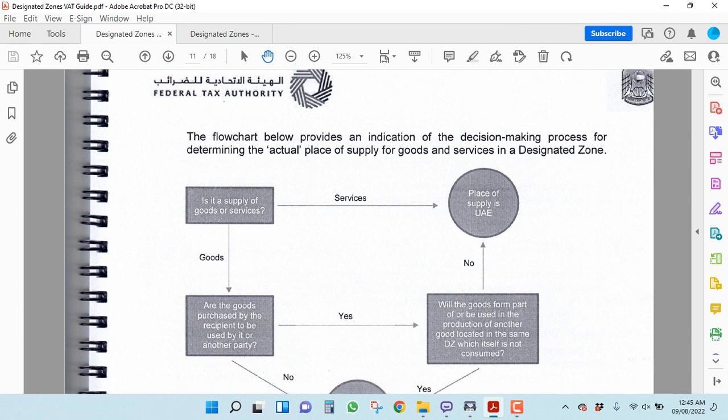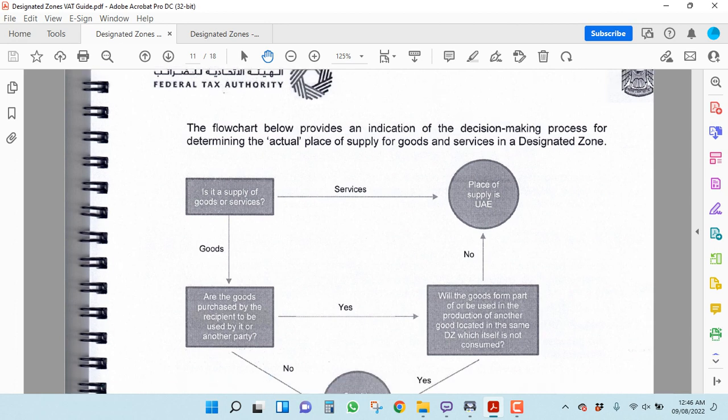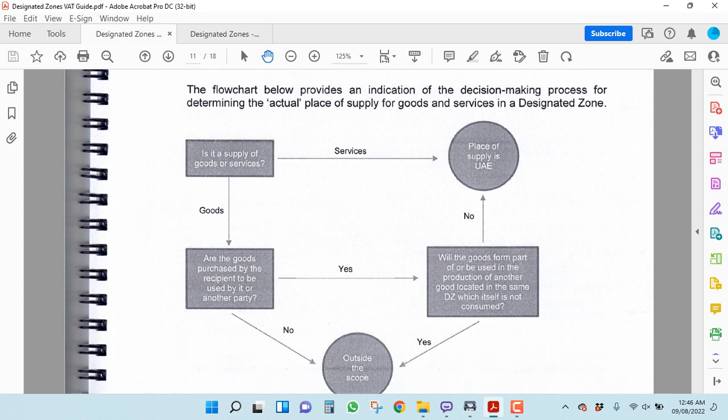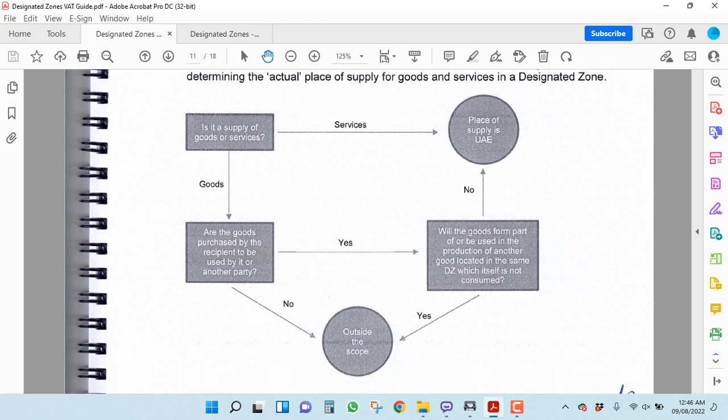The flowchart below provides an indication of the decision making process. Okay, see this flowchart carefully. All our discussion up till now will be clear from here. Is the supply of goods or services? If services, it will always be taxable, unless we are supplying services outside the GCC implementing states.